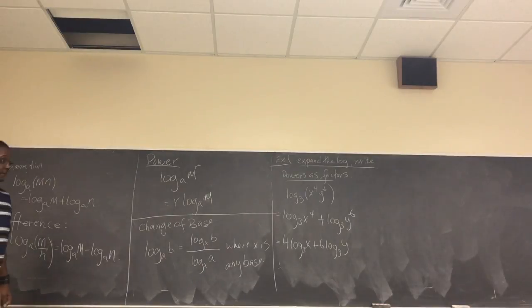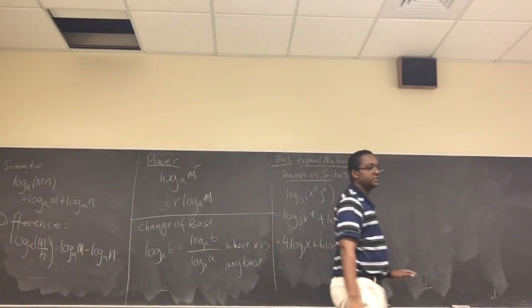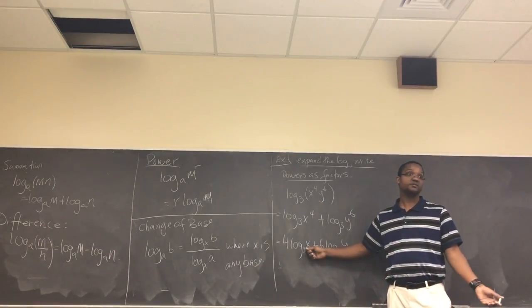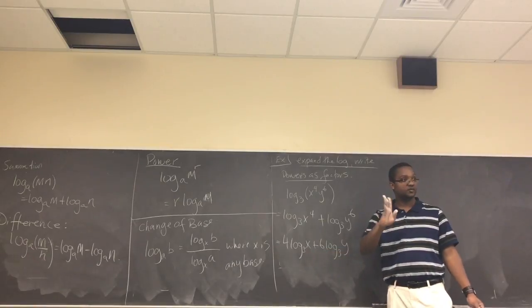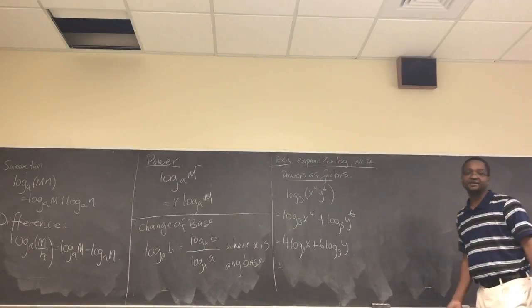Is that the end of it, or do you have to finish off? We don't know what x and y are, so we can't simplify. If it was, for instance, log base 3 of 81, then I can simplify that because I know log base 3 of 81 is 4. So this is just 4 times 4, 16. Right? But I don't know what x is.